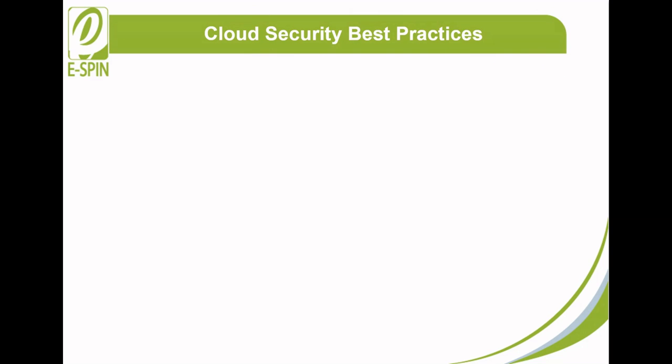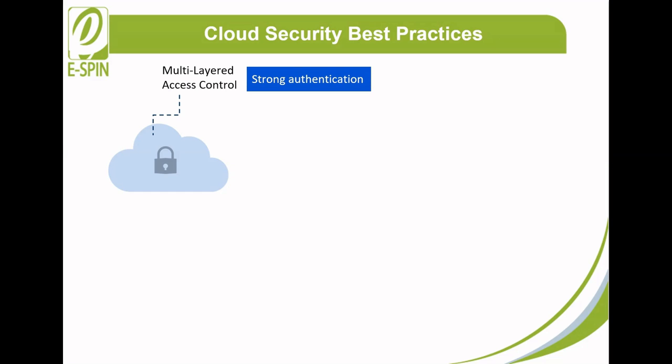In order to ensure robust protection in cloud environments, businesses should adopt the following best practices. 1. Multi-layered access control. Strong authentication. Move beyond traditional username and password logins. Implement multi-factor authentication, MFA, that requires a second verification factor, such as a one-time code sent to a mobile device or a fingerprint scan. This significantly strengthens user identity verification and makes it much harder for attackers to gain unauthorized access, even if they steal a password.